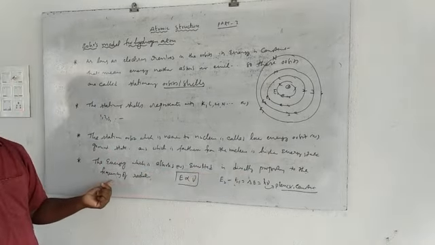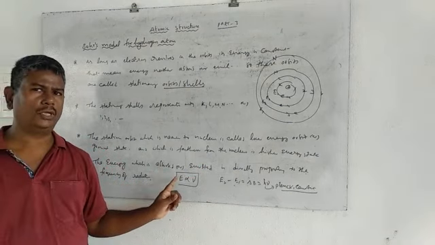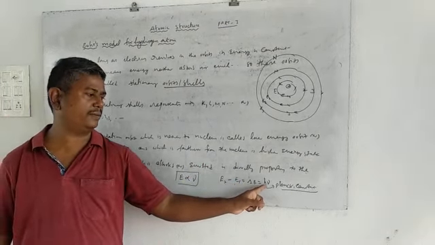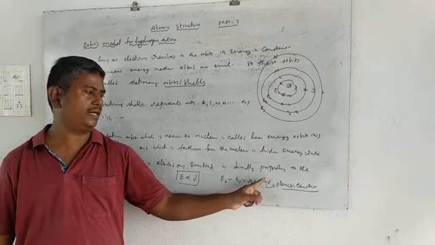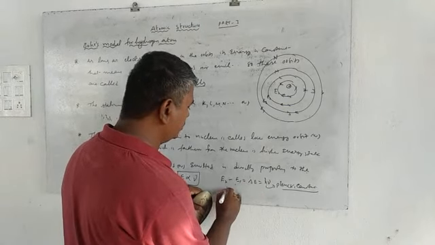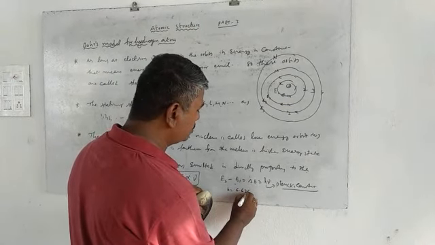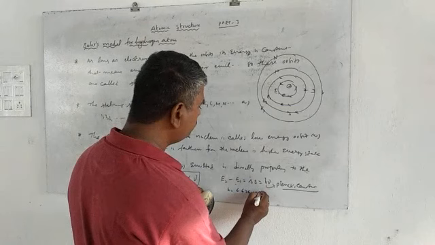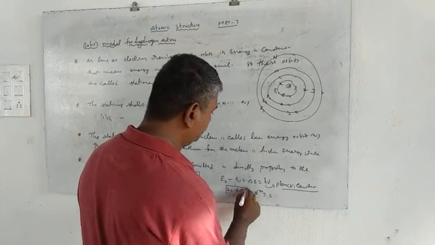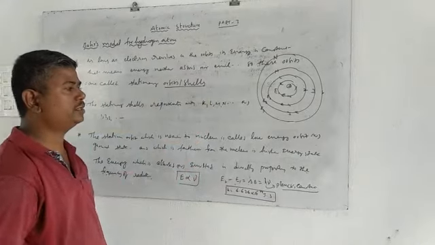So whenever the electron's energy is absorbed or emitted, it is directly proportional to which one? The frequency of the radiation, that is, E is proportional to ν, that is E2 minus E1 equals ΔE, which equals hν, where h is called the Planck constant. Already we know the value of h equals 6.626 × 10^-34 joule second. So that is the main point.